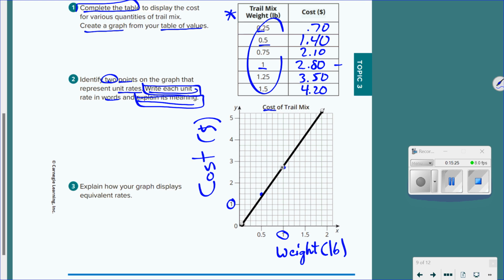Okay? So my unit rates are at 1 pound, it costs me $2.80. And the other one is, what does 1 pound cost? That's going to be about 40 cents. And then, I know $1 gets me about 4/10 of a pound. So those are your 2 unit rates. So this one just says I pay $2.80 for each pound.